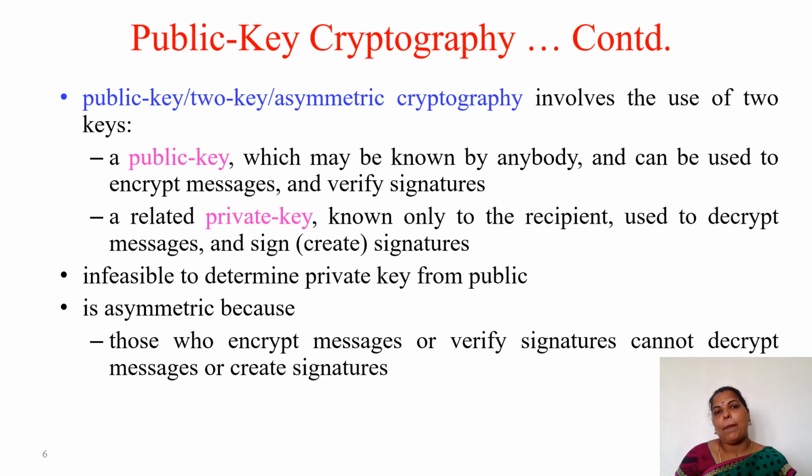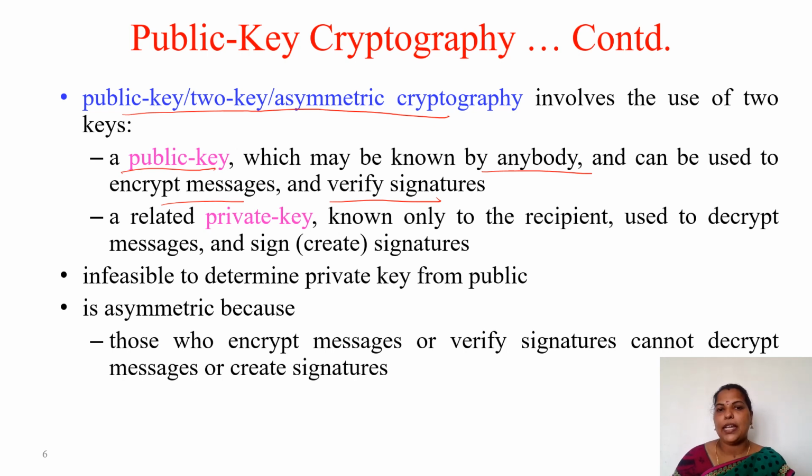In public key, two key or asymmetric key cryptography, we can have different names also, just like private key cryptography. Instead of public key, private key cryptography, it is two key, one key. Here asymmetric, there symmetric. So here it involves two keys. One is a public key, which may be known by anybody and can be used to encrypt messages and verify signatures. So it was mainly designed for key distribution as well as digital signatures.